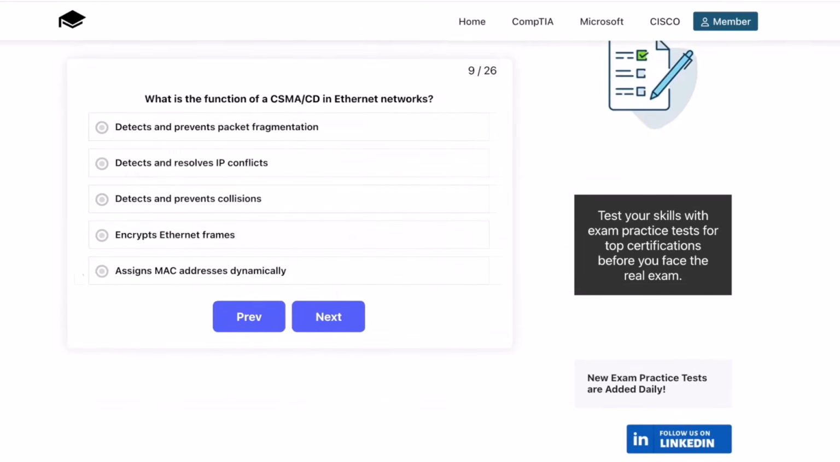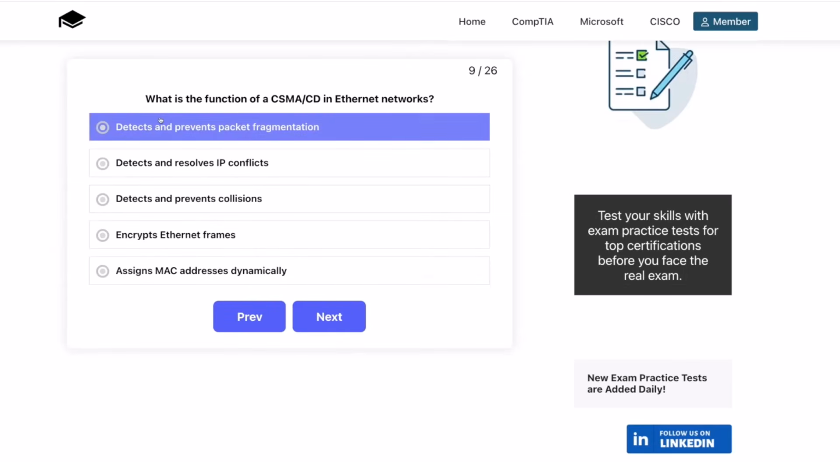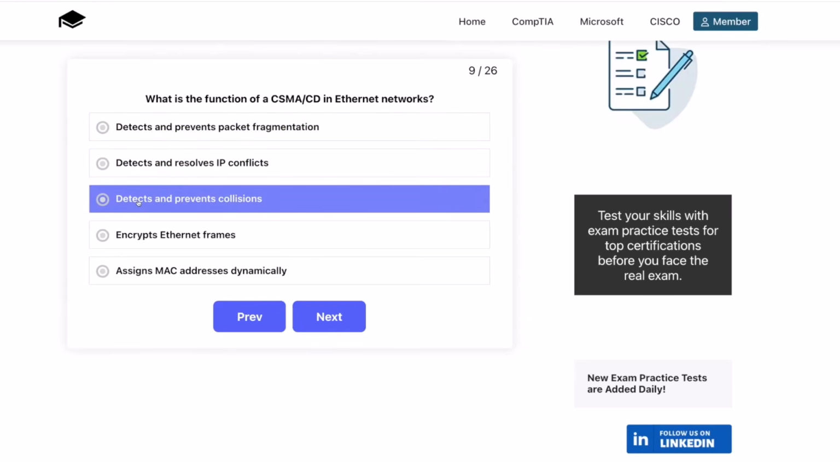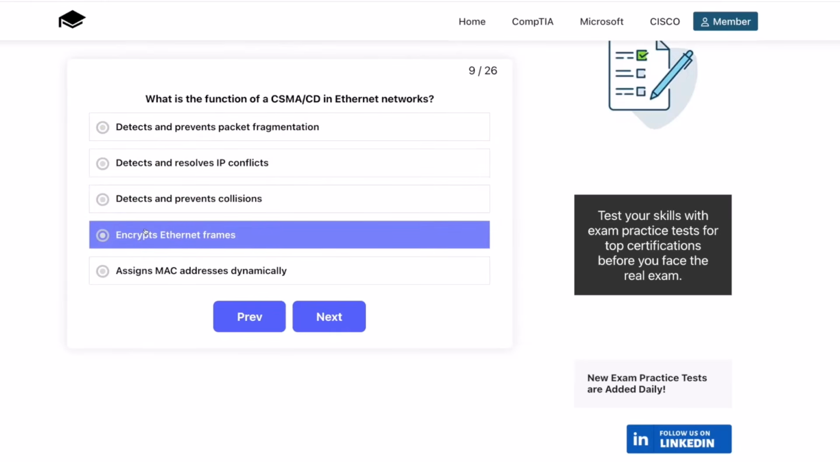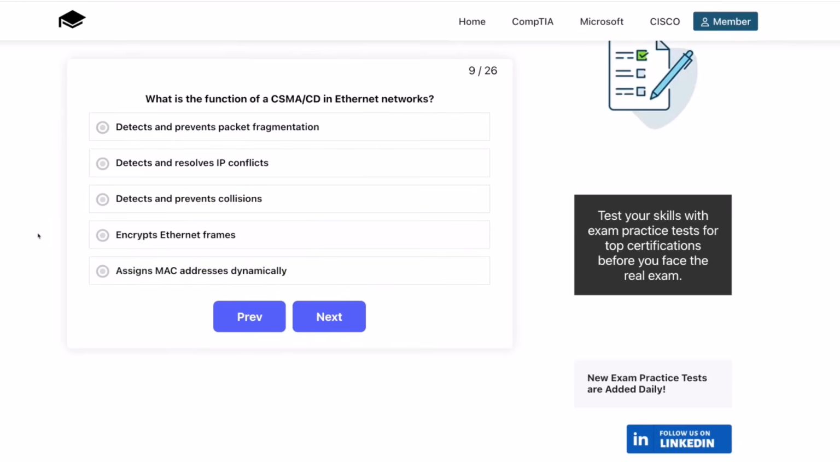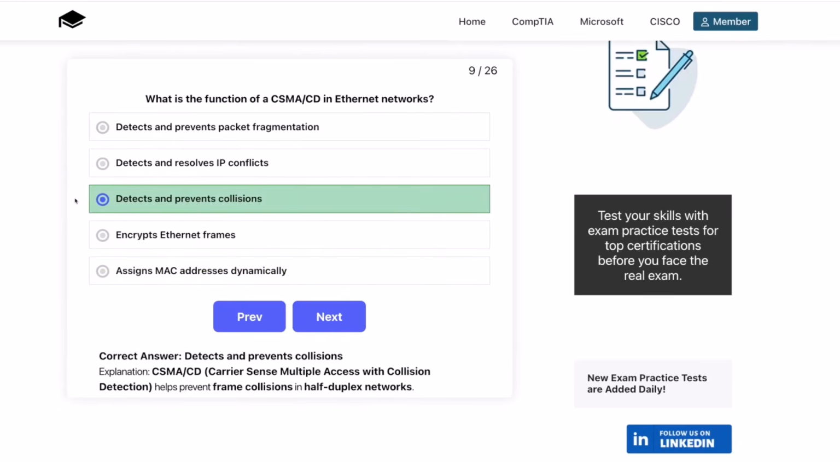All right, question 9. What is the function of CSMA/CD in Ethernet networks? Detects and prevents packet fragmentation? Detects and resolves IP conflicts? Detects and prevents collisions? Encrypts Ethernet frames? Or assigns MAC addresses dynamically? The correct answer is detects and prevents collisions. CSMA/CD, carrier sense multiple access with collision detection, helps prevent frame collisions in half-duplex networks.